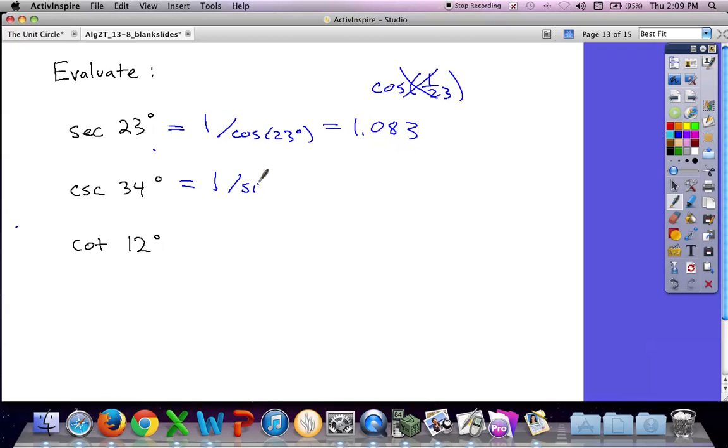Okay, how do you think we would do the cosecant? 1 divided by the sine of 34 degrees. And what is that? 1.7? Okay, what about the cotangent of 12? How would you do it? 1 divided by the tangent, right? And that is 4.72.